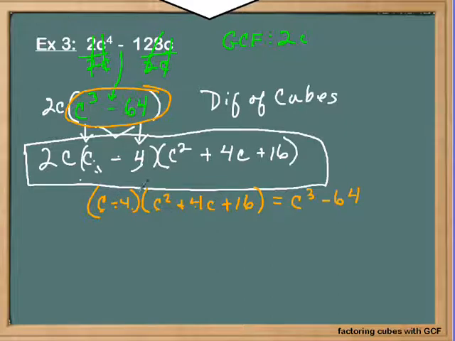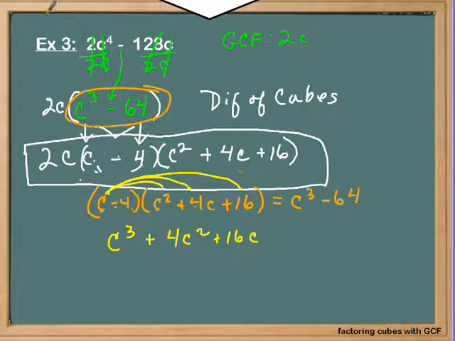So here I go. I'm going to multiply the c times the c squared to get c to the third, and the c times the 4c to get a positive 4c squared, and the c has to multiply that last term, the 16, or 16c. Then I'm going to go ahead and take that negative 4 and multiply it by c to get a negative 4c squared. I'm going to take that negative 4 and multiply 4c to get a negative 16c. And a negative 4 times positive 16 is a negative 64. And watch what happens here. I'm indeed going to get these to cancel.